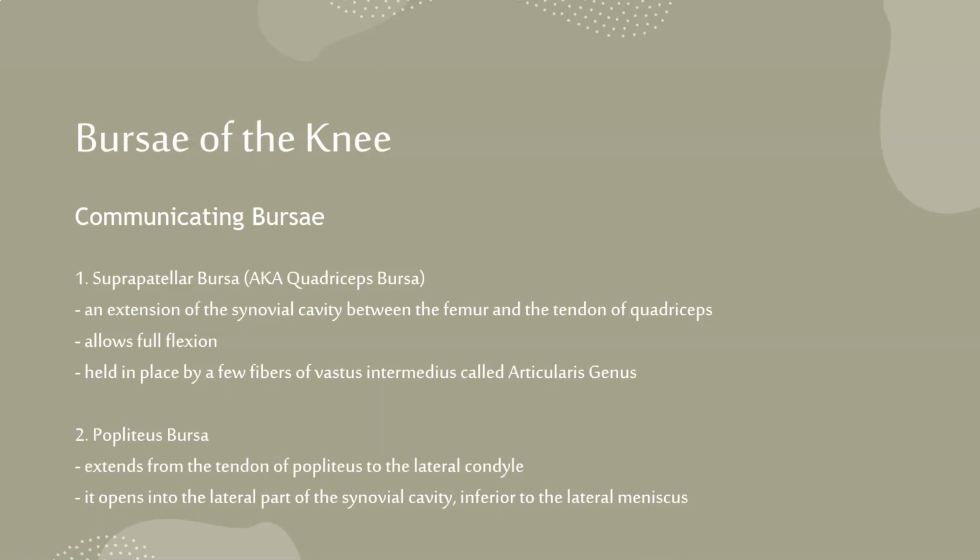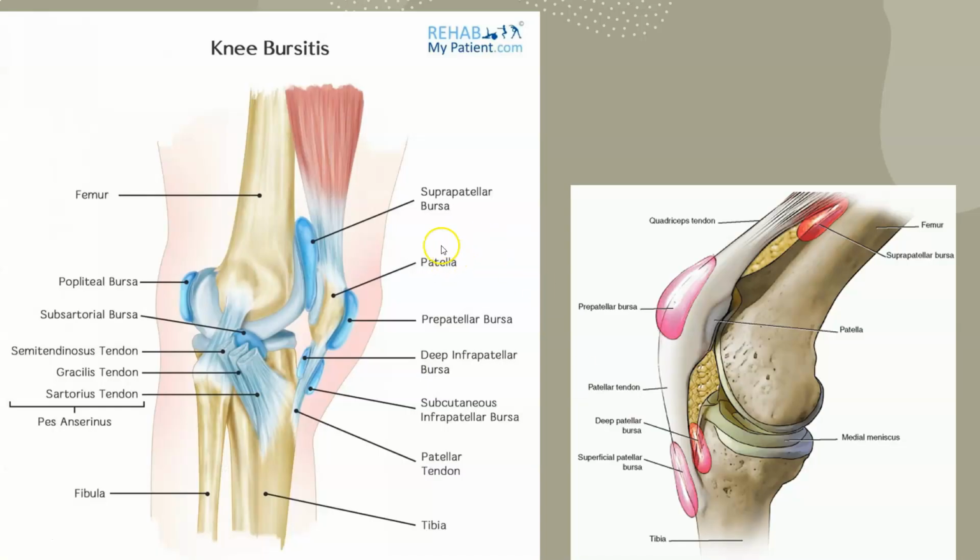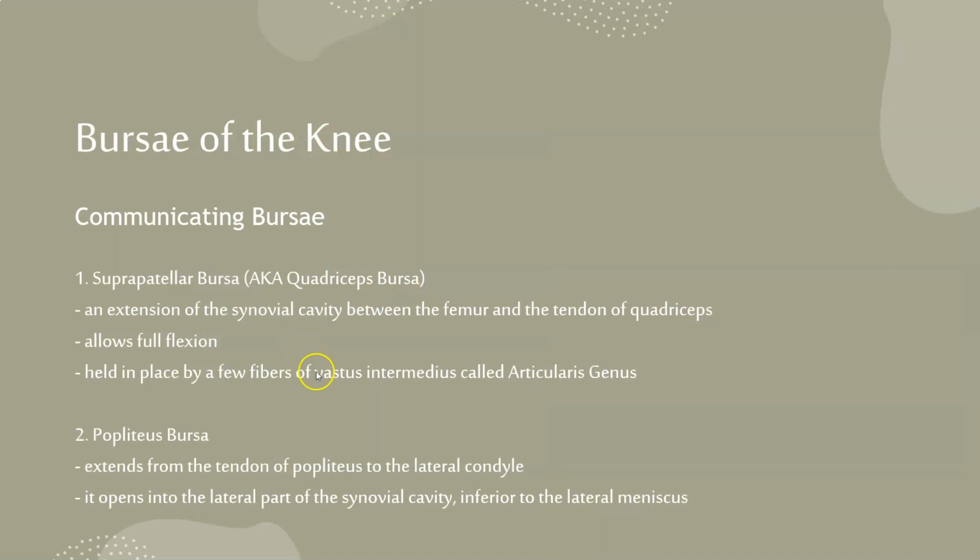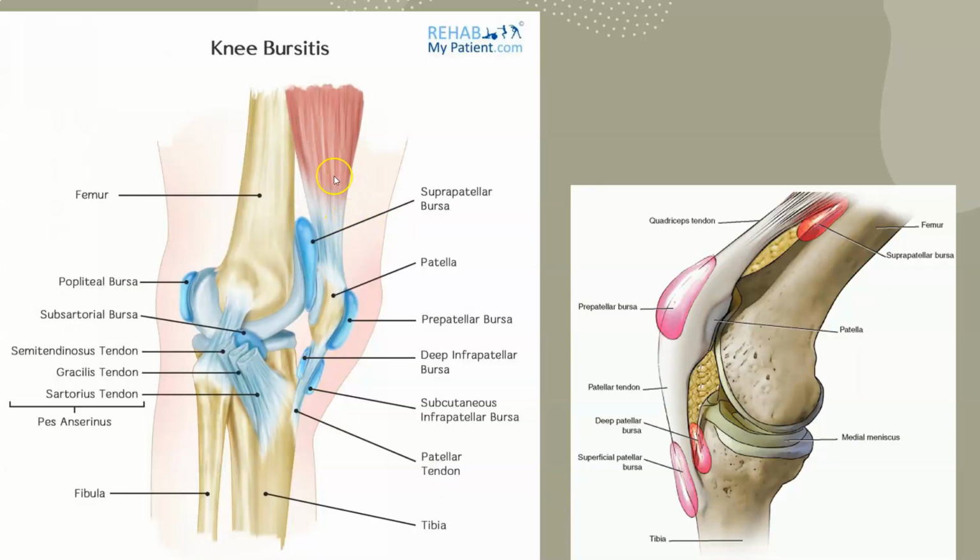So the first is the suprapatellar bursa, also known as the quadriceps bursa. It is an extension of the synovial cavity between the femur and the tendon of the quadriceps as it comes down towards the patella, and this allows for full flexion. It is held in place by a few fibers of vastus intermedius called articularis genus, and you'll be taking those in terms of muscles. So we can see the bursa here as it's coming down.